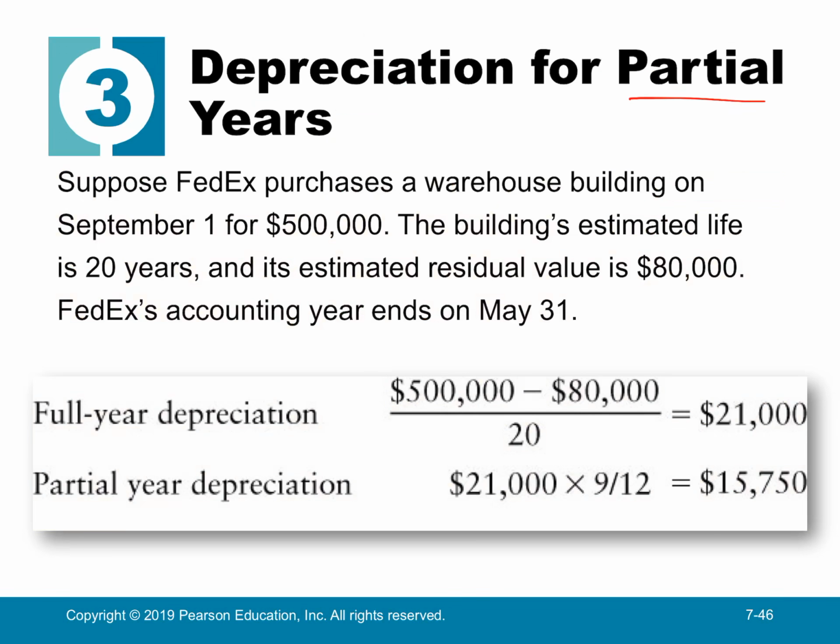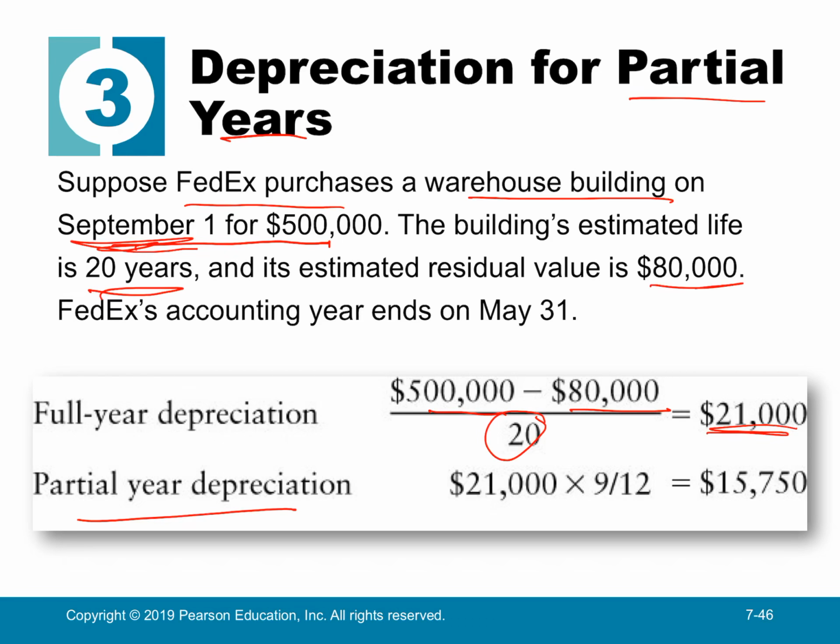What happens if we have partial years? So what if FedEx purchases a warehouse building on September 1st for $500,000? The useful life is 20 years, residual value is 80,000. We're just going to do straight line here. So 500,000 minus 80,000 residual, divided by 20 years, that's 21,000 per year. But we purchased this September 1st, so we're going to do partial depreciation.